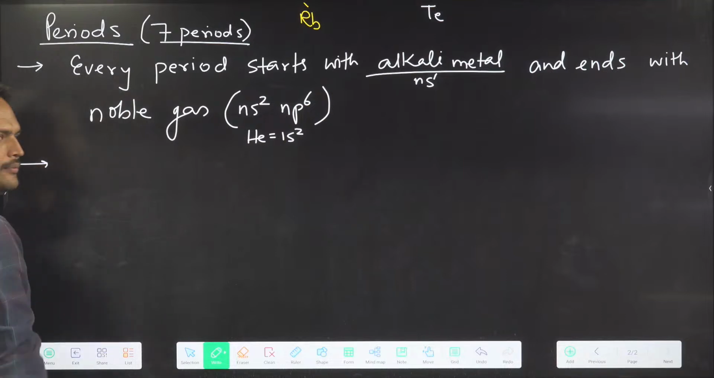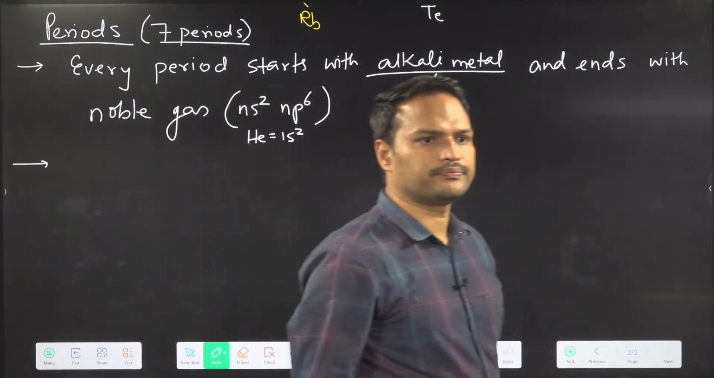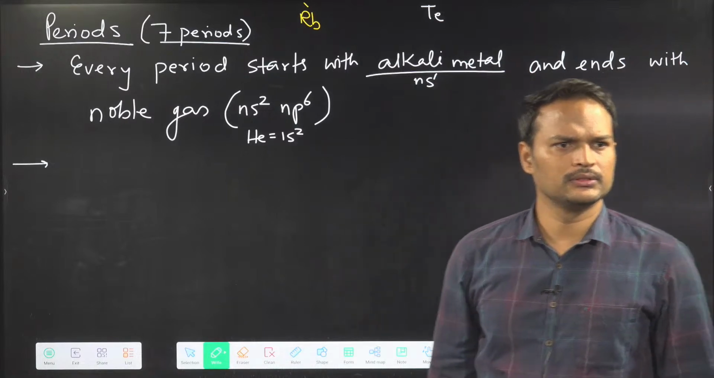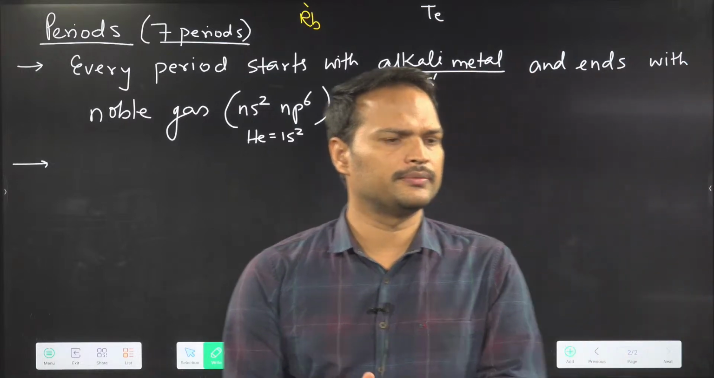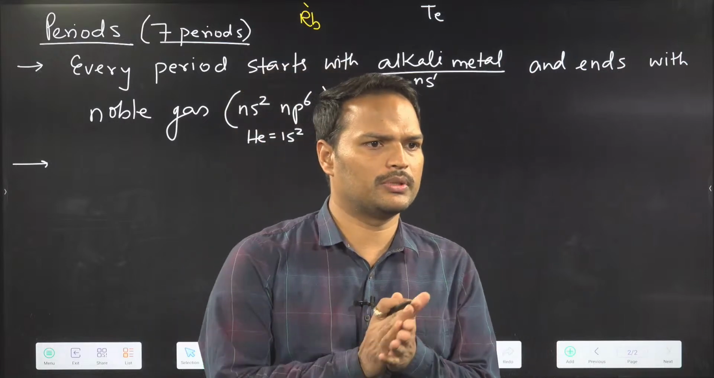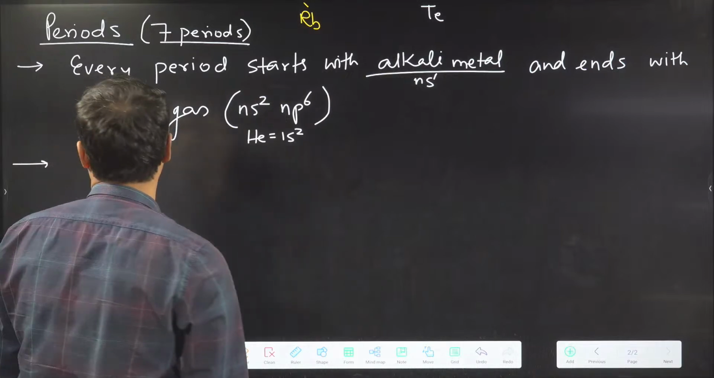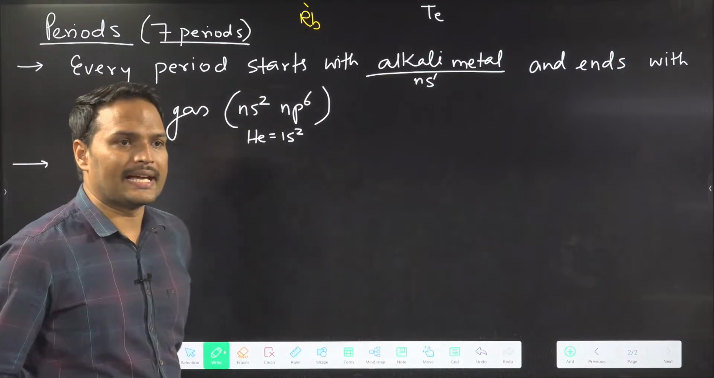Okay, so this is one point. Correct? Are you understanding all the things? Very easy. Noble gas, take it, 1s2. One more point is there. Second point now.